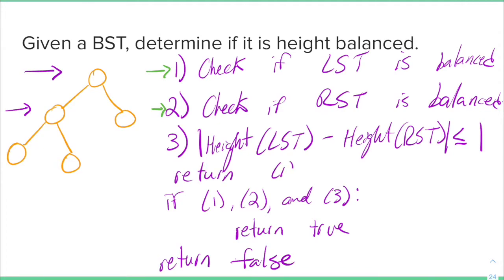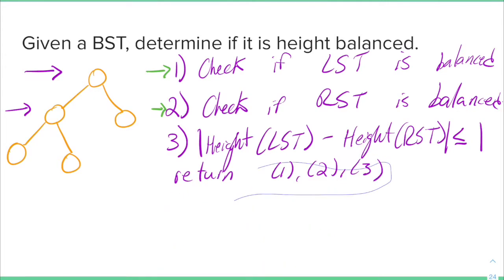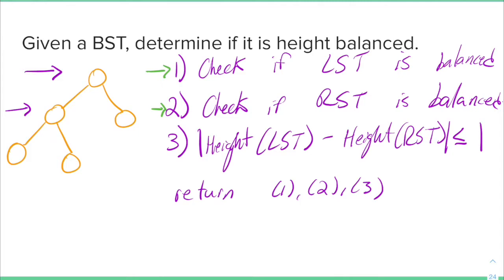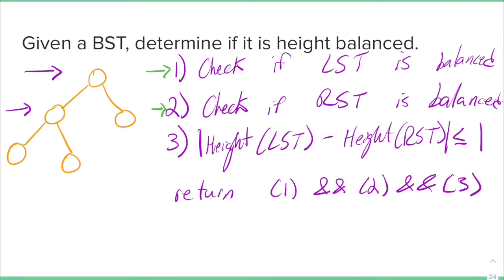And actually this is sufficient. We don't need this other statement here. We can simply return the value. Once we return this value, if any of these is false at any point in the tree, we'll always be returning false because one of them will be false. So actually we're going to want to return 1 and 2 and 3. Okay, great. So that's the idea for determining if it's height balanced.